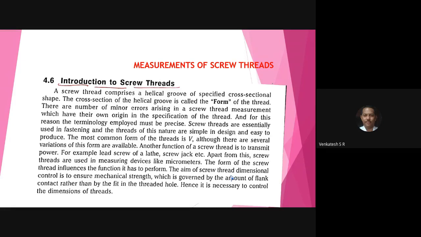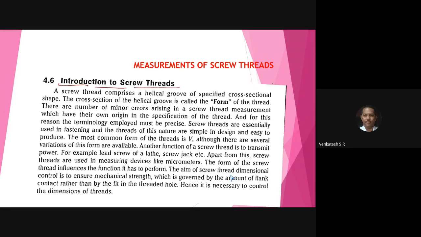We have V thread and the screw jack. All of you have seen the screw jack, which is used for lifting the vehicle when a puncture happens to the tire. There we use the screw jack, and in the screw jack we have square thread. The application of thread is very, very vast. Everywhere we have screw threads.